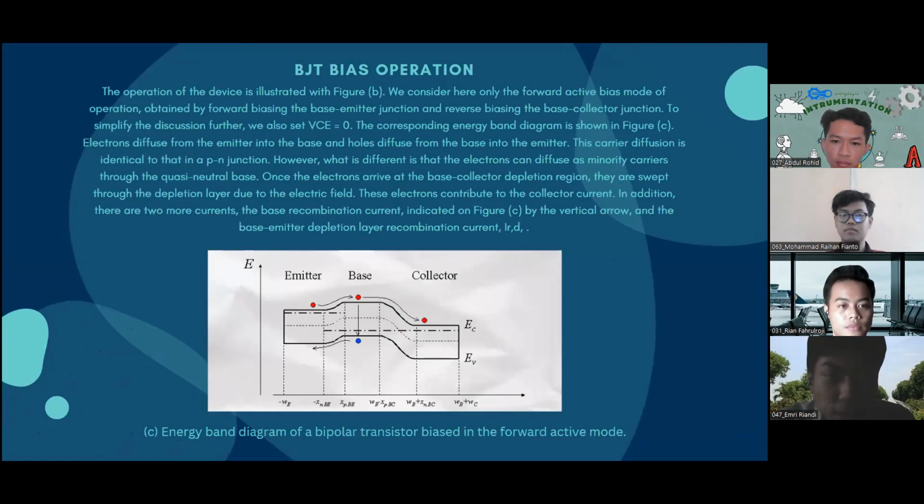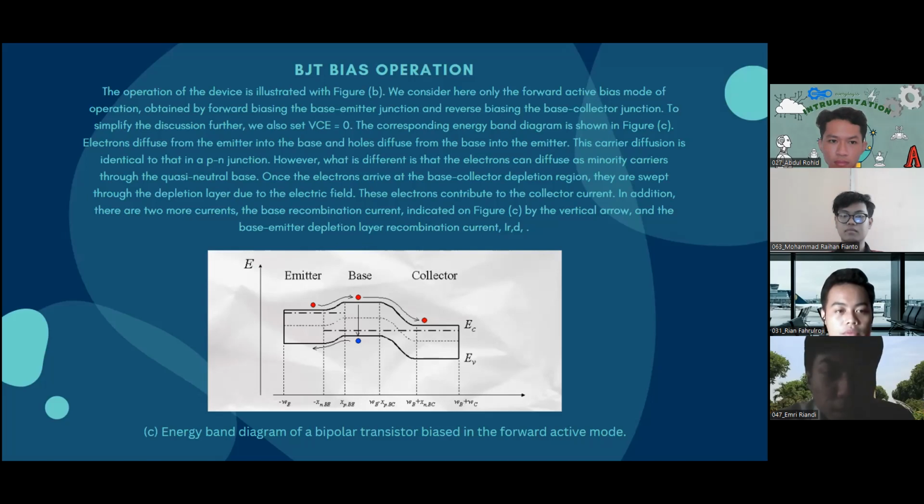The operation of the device is illustrated with figure B in the previous slide. We consider here only the forward active bias mode of operation, obtained by forward biasing the base-emitter junction and reverse biasing the base-collector junction. To simplify the discussion further, we also set VCE. Now, the corresponding energy band diagram is shown in figure C.